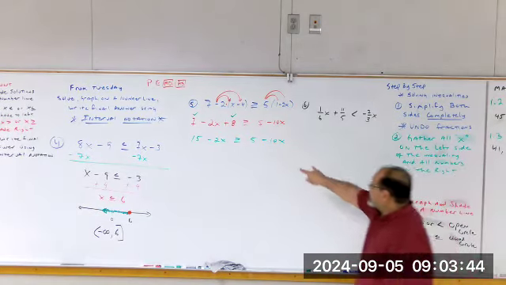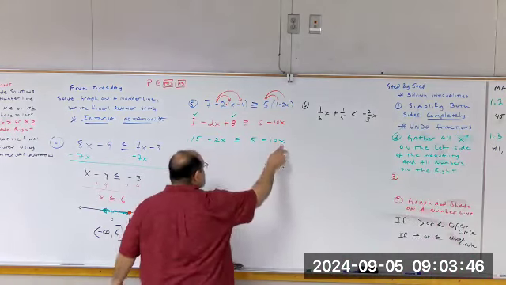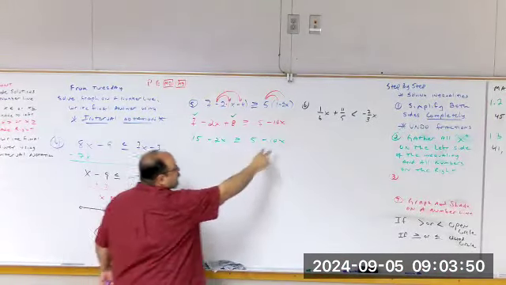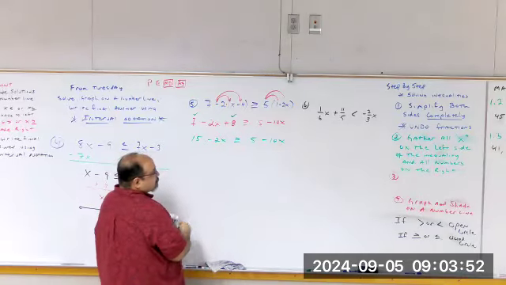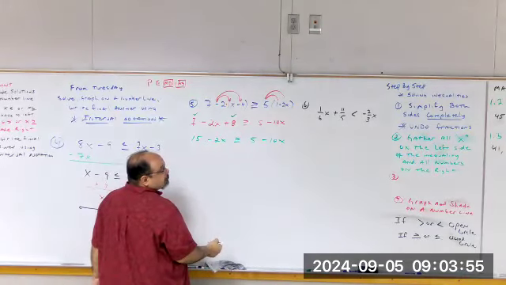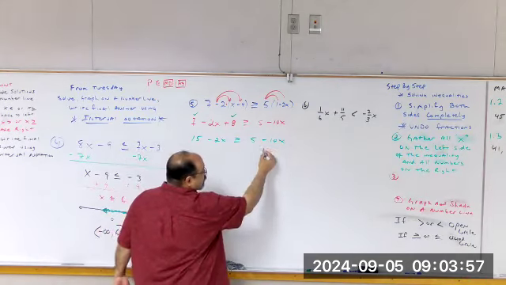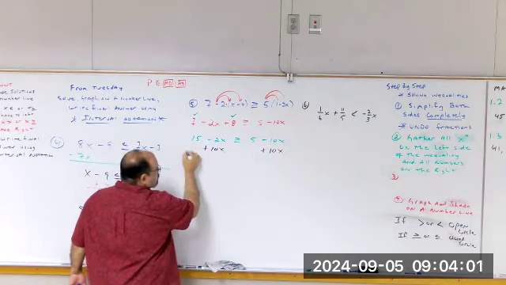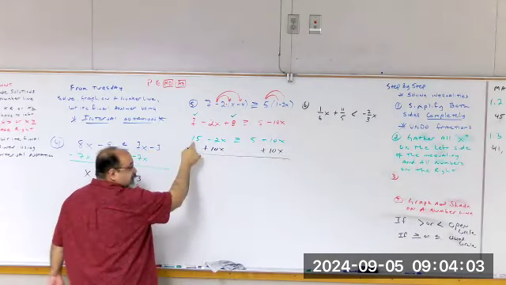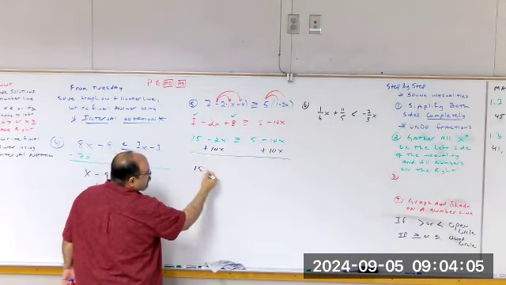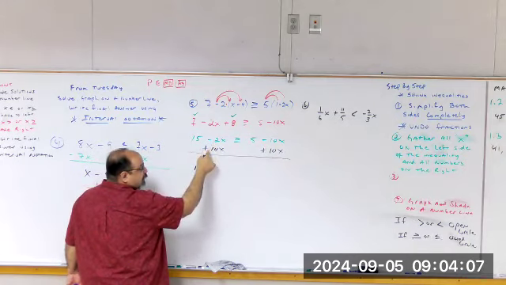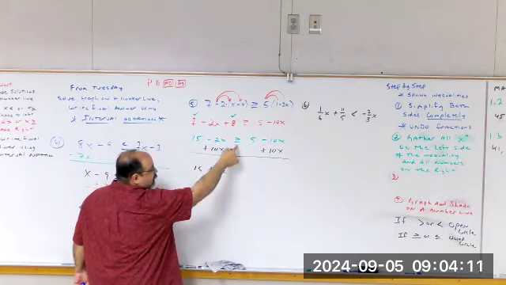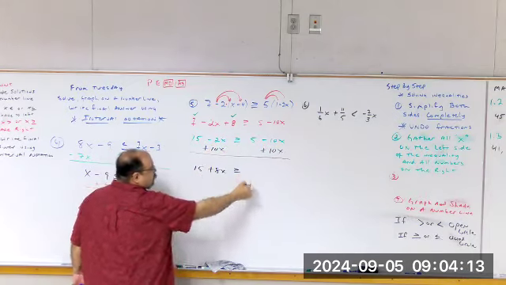If I'm going to bring this negative 10x to the left-hand side, how am I going to undo a negative 10x? We add 10x. We add 10x to both sides. So there's the 15. Negative 2x plus 10x, that's positive 8x, is greater than or equal to a 5.